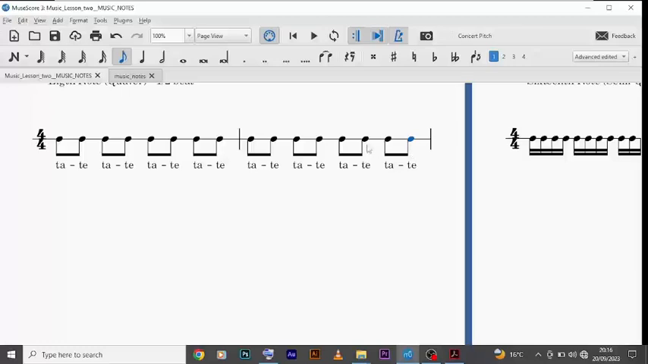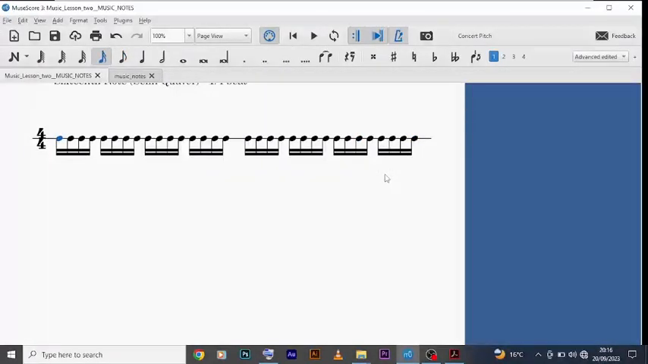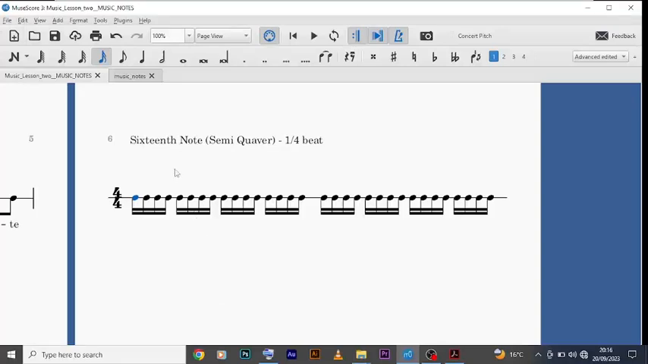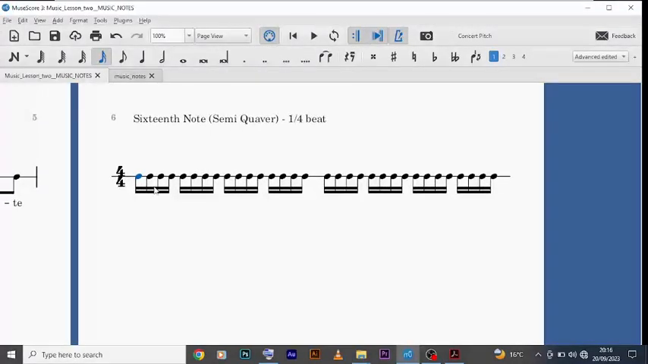This is what it symbolizes. 2 of them combined are equivalent to 1 crochet. The next note we are going to talk about is the semiquaver, or 16th note. As we said, 4 16th notes are equivalent to 1 crochet, or 1 quarter note, or 1 beat. So you see the way I have combined them. 4 of them all combined, they are in a space of 1 crochet.